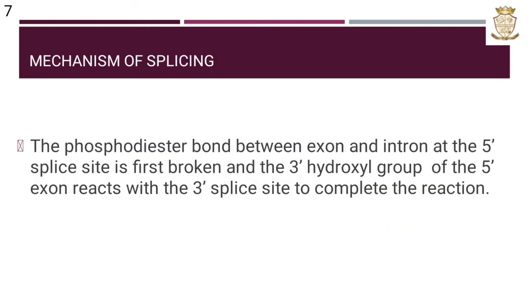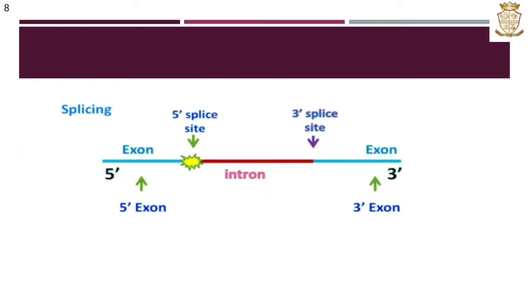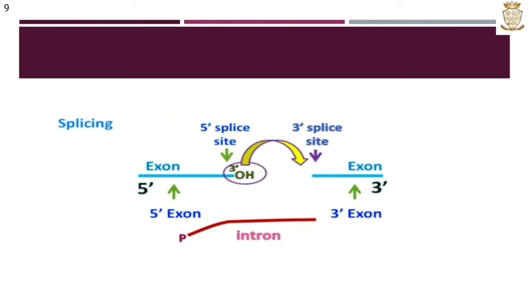The phosphodiester bond between the exon and intron at the 5' splice site is first broken, and the 3' hydroxyl group of the 5' exon reacts with the 3' splice site to complete the reaction. This is the mechanism of splicing. In this picture, we can see the broken phosphodiester bond. The 3' hydroxyl group reacts here.